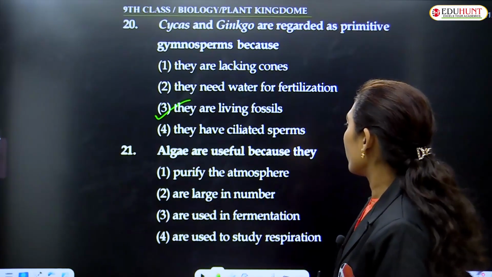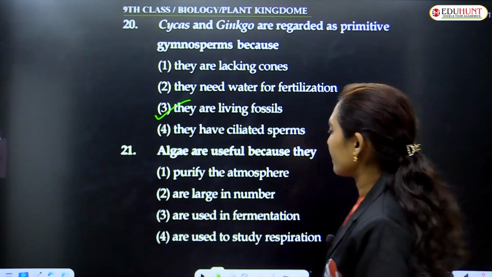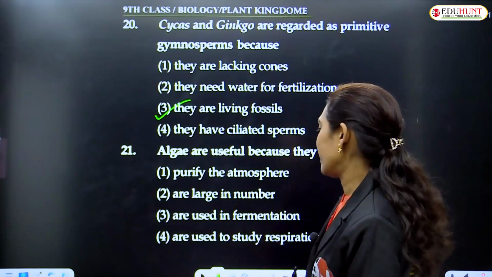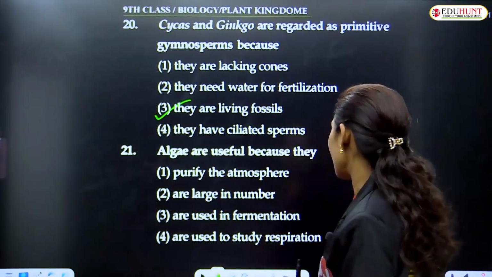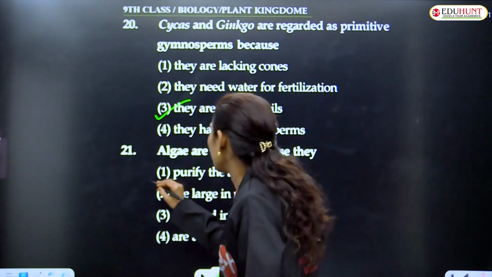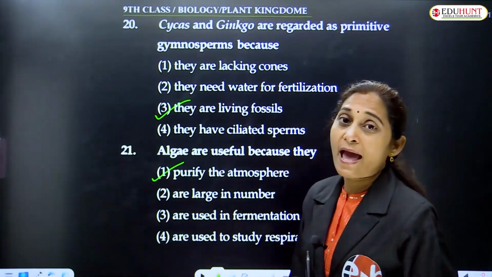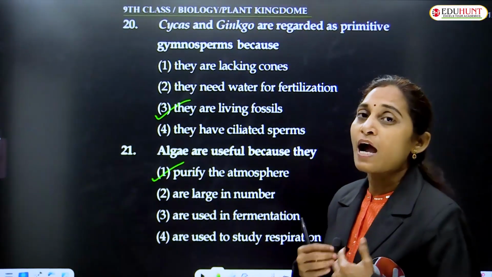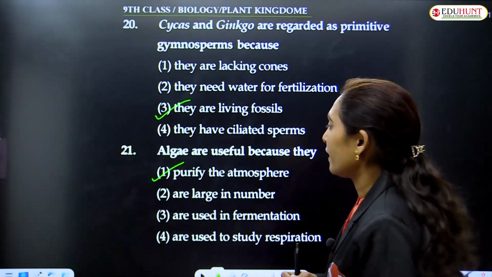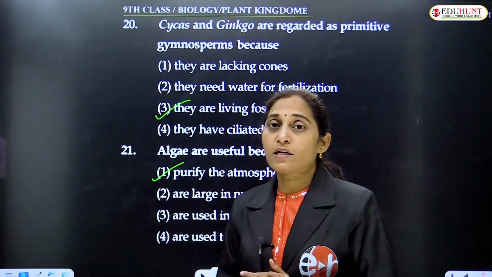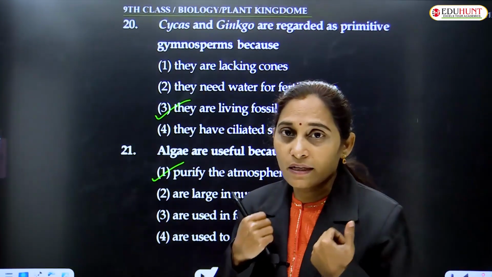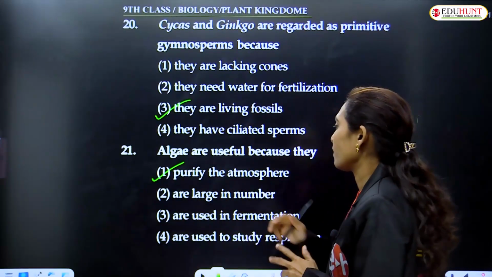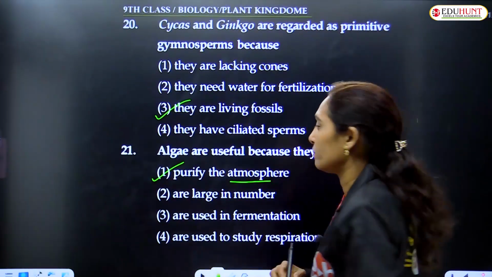Algae are useful because they purify the atmosphere, are large in number, are used in fermentation, and are used to study respiration. They purify the atmosphere because algae perform photosynthesis and release large amounts of oxygen. They utilize the water, marine water, and they release lots of oxygen into the atmosphere. That is why they purify the atmosphere.